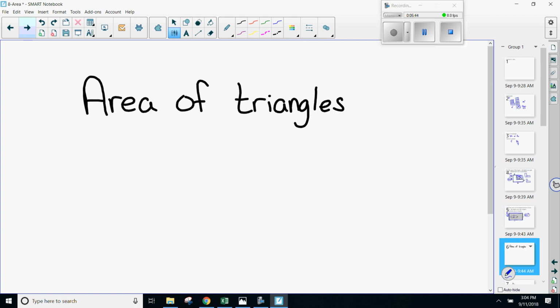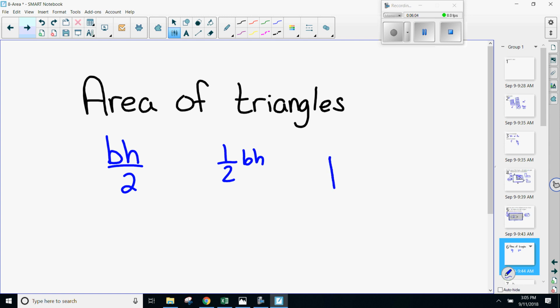How do you find the area of a triangle? Jordan. Base times height divided by 2. That's the same thing as half the base times the height. Can you explain to me why that's true? Bryce.